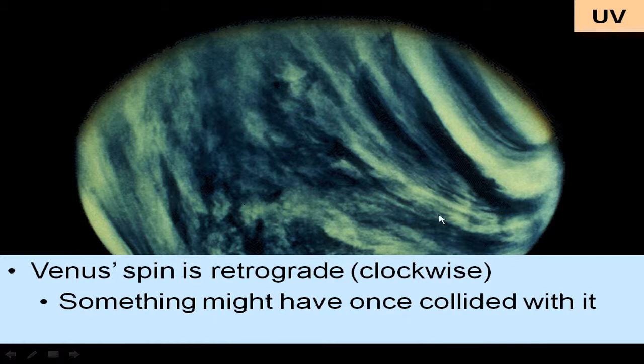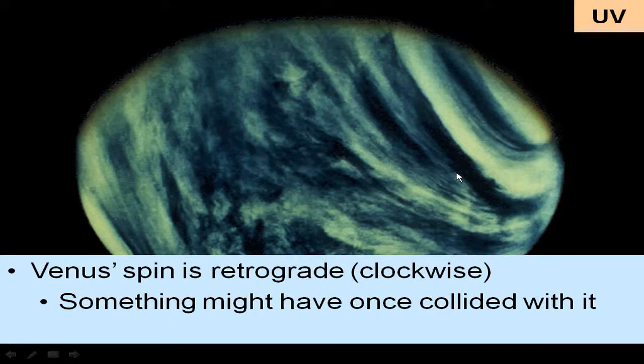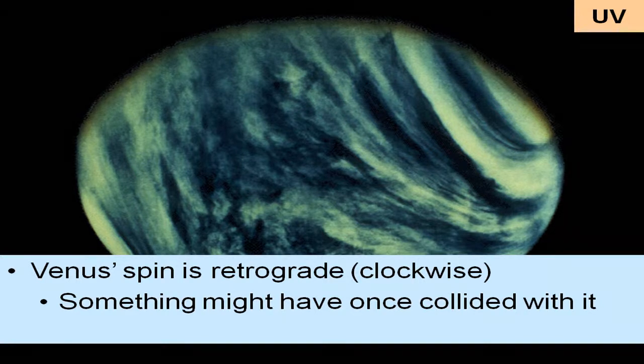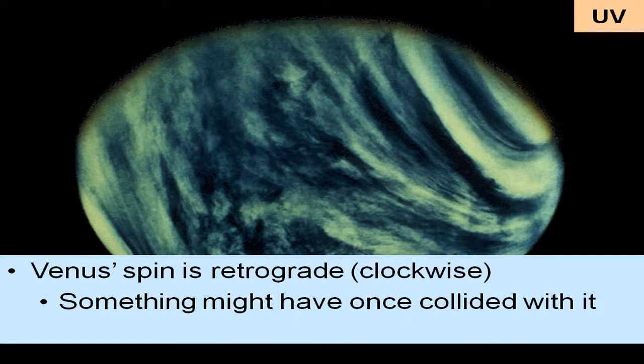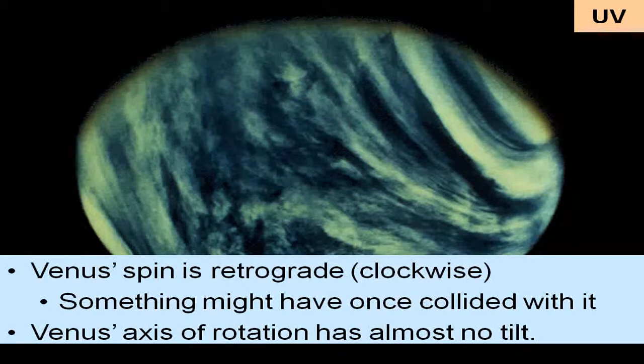Here's a look at the high cloud cover on Venus. Venus's spin is retrograde, which is clockwise, opposite to most of the planets. Most of the planets rotate prograde, but Venus is retrograde and Uranus is retrograde. The thought is that at some point something must have collided with it to give it this spin in a backward manner. Its axis of rotation has almost no tilt, so it's tilted straight up and down.